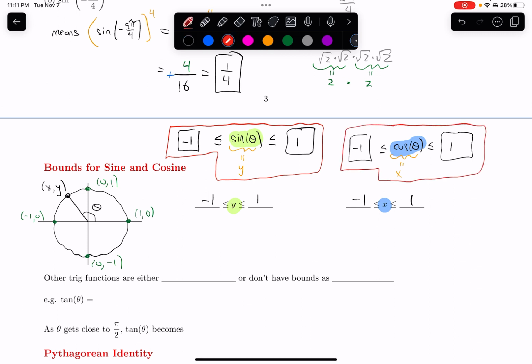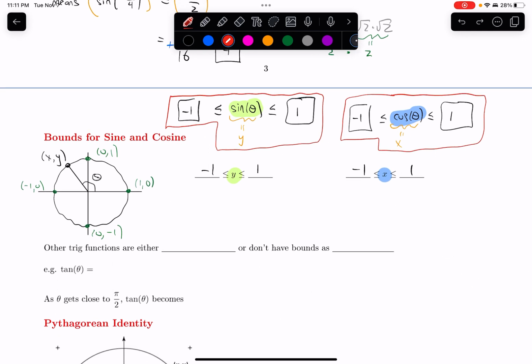So we have these bounds for both sine as well as cosine. Both of those trig functions, no matter what the angle is, will always be between negative 1 and positive 1 for the output. The other trig functions are either unbounded, meaning we can't find numbers that they're always in between, or they don't have bounds as simple as these. For example, if we look at the trig function tangent of theta, in the unit circle, I know tangent is y over x.